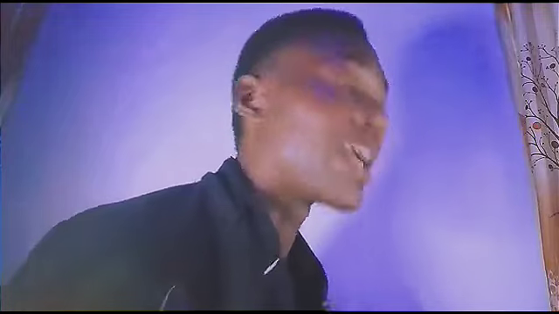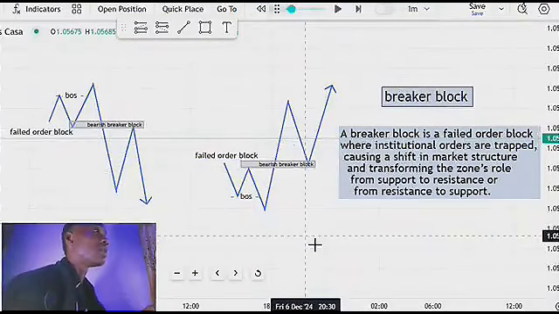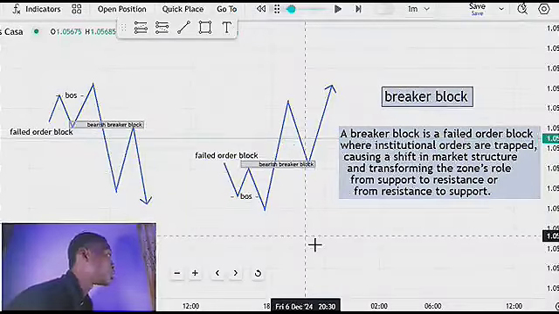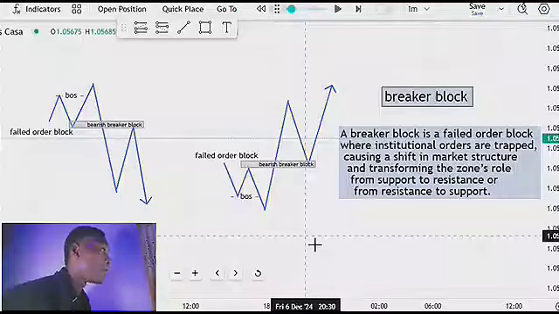So we are going to start first. What is a breaker block? A breaker block is a failed order block where institution orders are trapped, causing a shift in market structure and transforming the zone role from support to resistance or from resistance to support. That's simply what breaker block means.